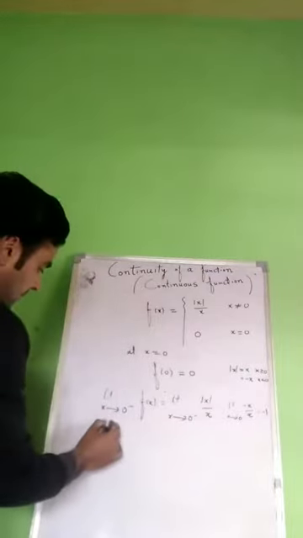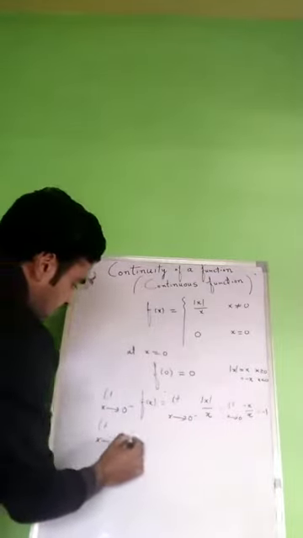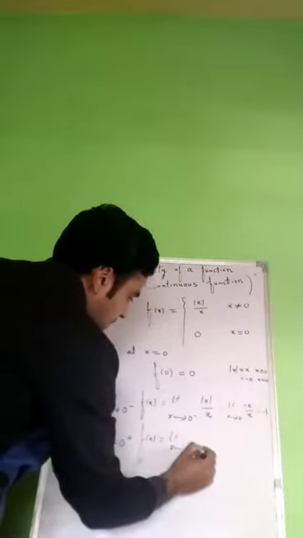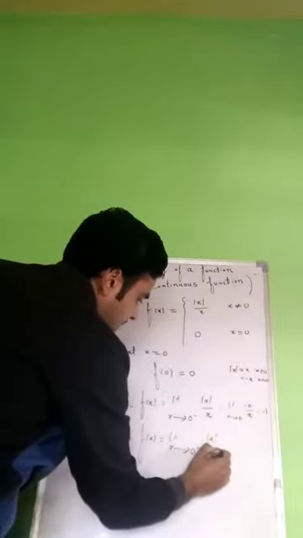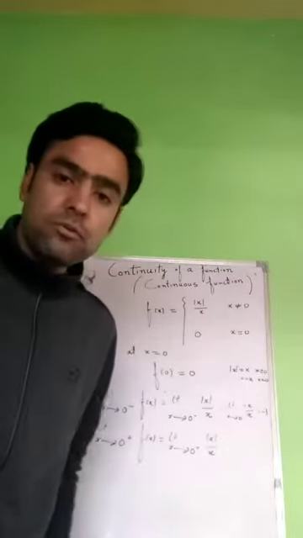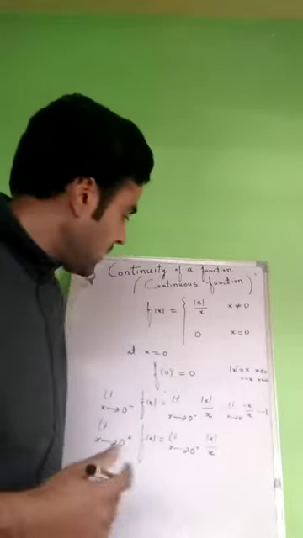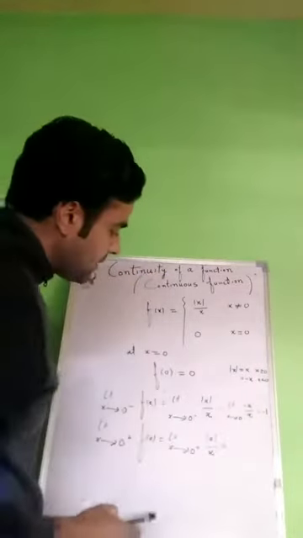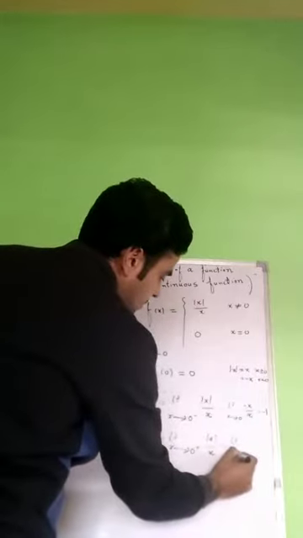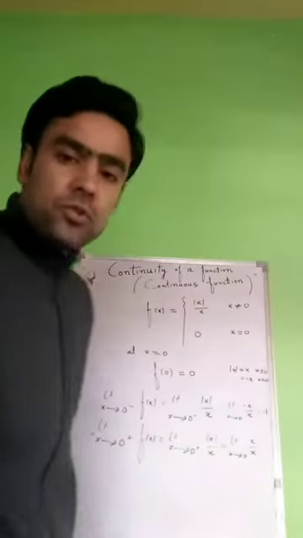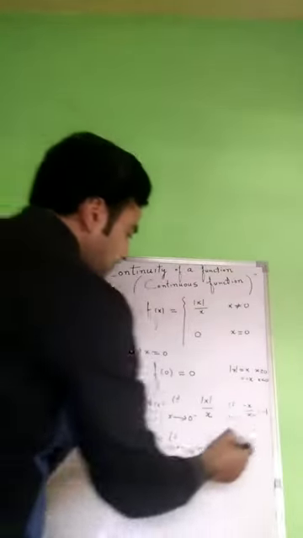Now let us find the right hand limit. Limit x tends to 0 plus f of x, this is limit x tends to 0 plus mod x by x, that is, we are approaching 0 from right, that is through the values which are greater than 0 and very close to 0. So at that time, mod x is equal to x, so we can write limit x tends to 0, x divided by x, and x is not equal to 0, so x divided by x is 1. So in this case, it is 1.